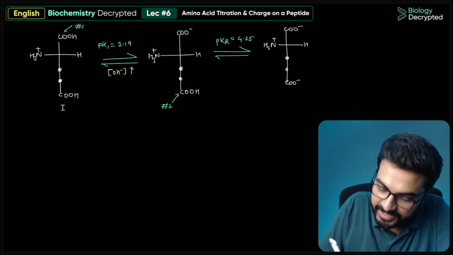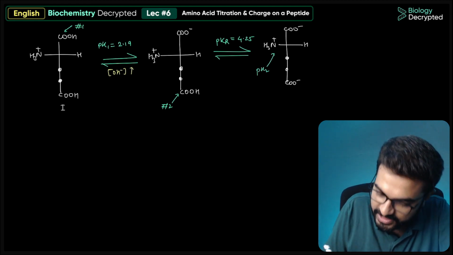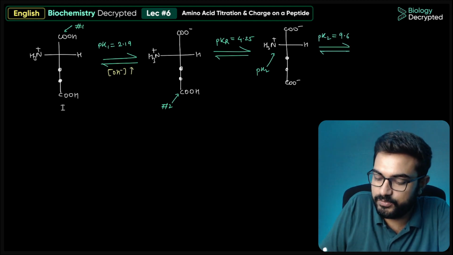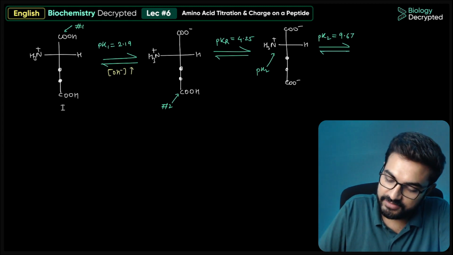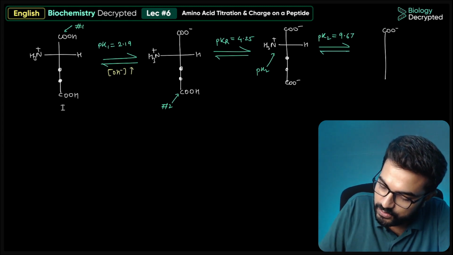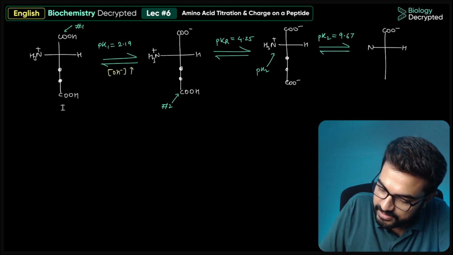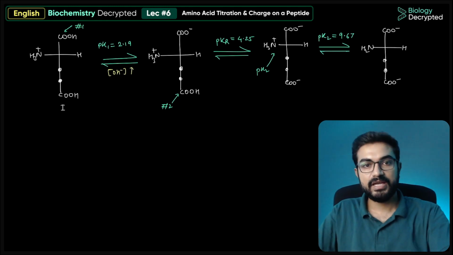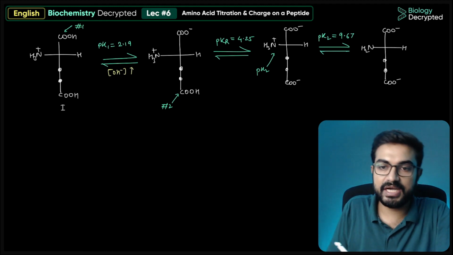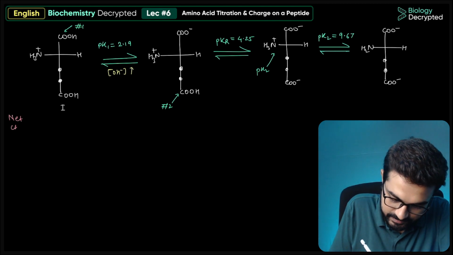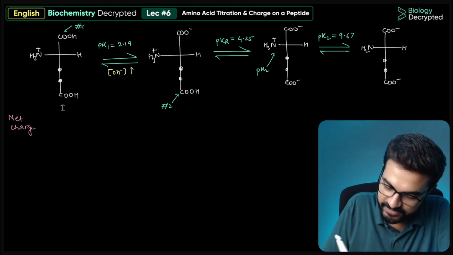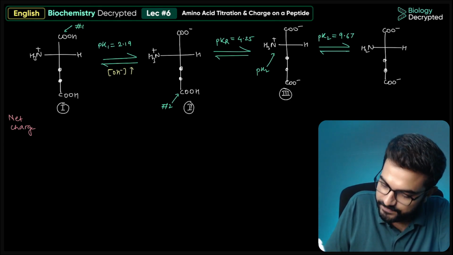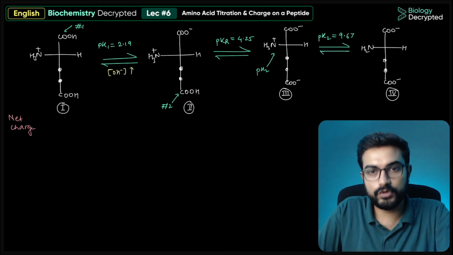Now the last group to be ionized is this one, and for this we'll have pK2, and pK2 will be equal to 9.67, and the final species that we get is COO minus, here we have H, NH2, carbon and COO minus. Now let's look at the net charge. Let's give the species number. This is species number 2, this is 1, this is species number 3, and this is the 4th species.